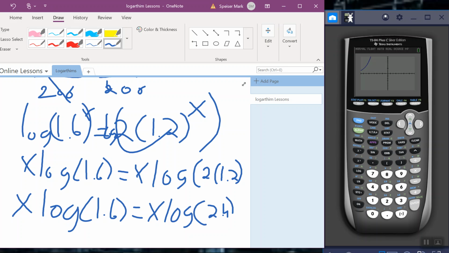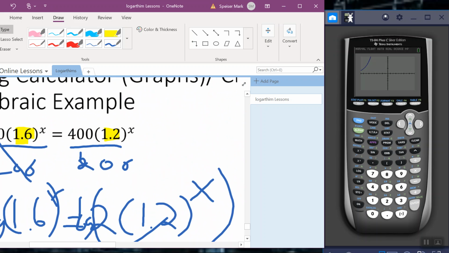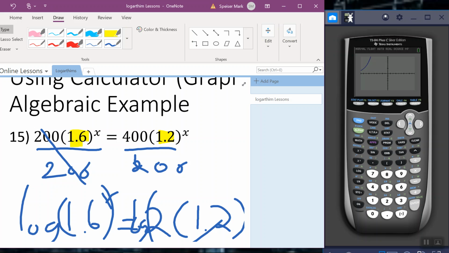Now, you think, x times log of 1.6 is x times log of 2.4. That really can't be, because there'd be two different values multiplying x, and they're equal to each other. So you really can't do this algebraically either. You really are in a bind very often when you have two equations that look like this. So the easy way to do it is by looking at a table.